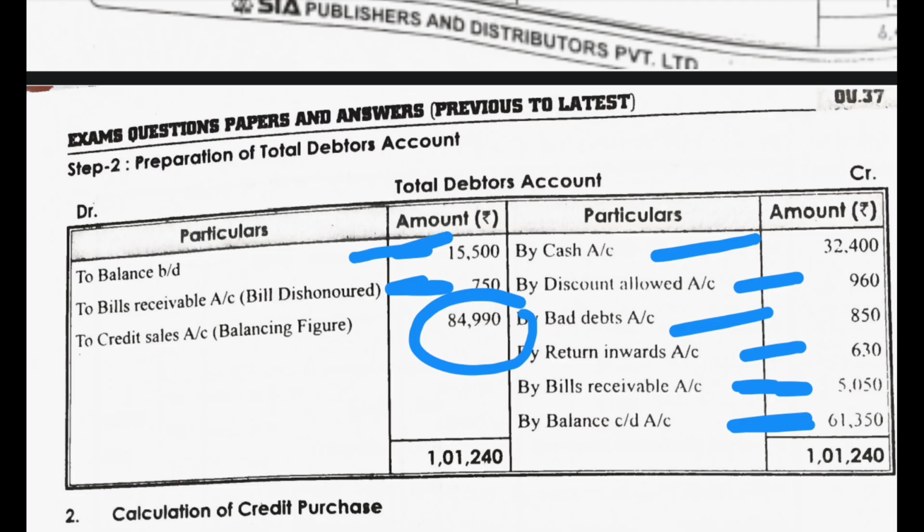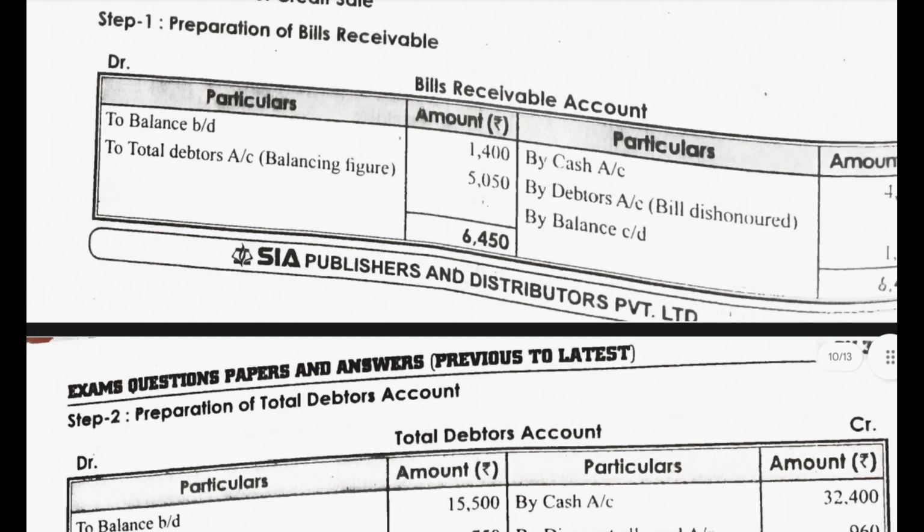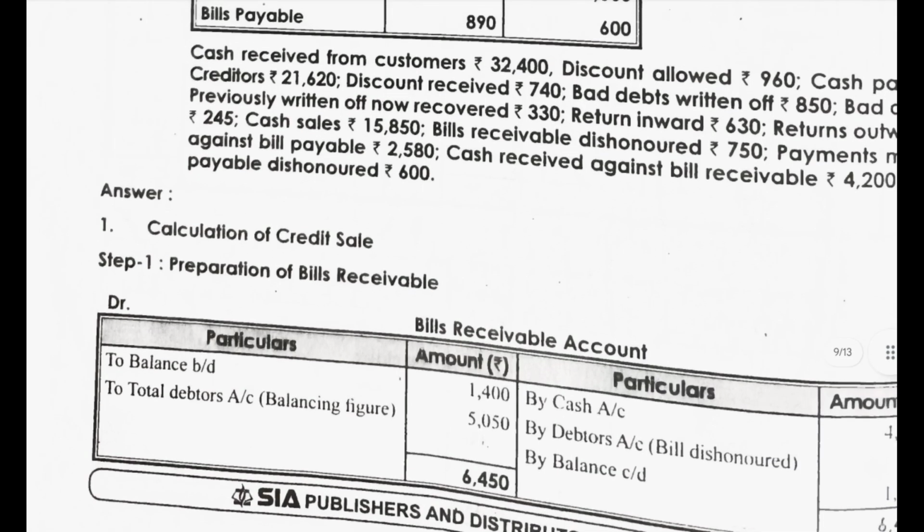So in two steps, first you have to prepare bills receivable account, from there next you have to prepare total debtors account. In the bills receivable account, this answer you will get, 5050. This you have to take again in the total debtors account credit side. And to by debtors bills dishonored we have taken, this again you have to take on the debit side. Remaining items we are taking from the question.